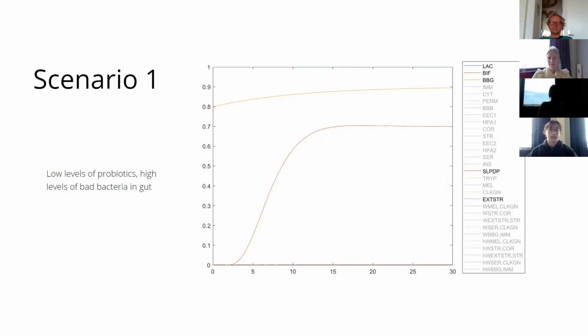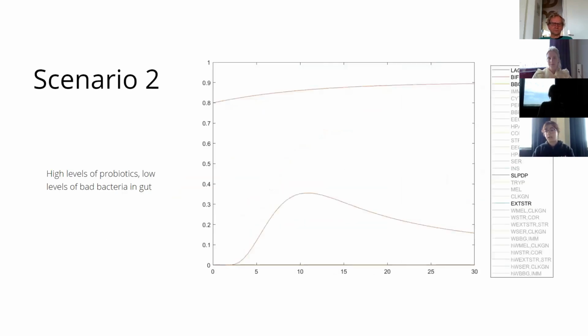Now we look at our second scenario, in which we assume high levels of probiotics, but low levels of bad bacteria in the gut. Again, like our previous scenario, we have achieved this by having IV states of 1 for both lactobacillus and bifidobacteria, and a state of 0 for our bad bacteria in the gut, which means that there is no immune response that is triggered in the body, no cytokine response as such. Because of that, there is no gut permeability because there is no bad bacteria. And of course, we do not have a state where this bad bacteria can then permeate into the bloodstream.